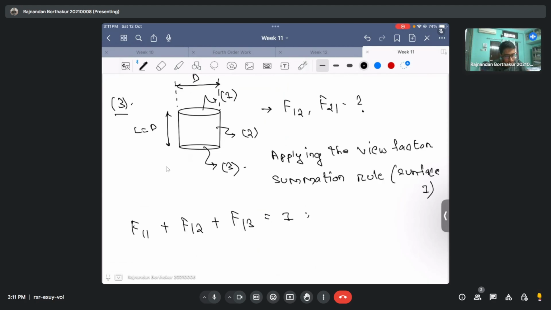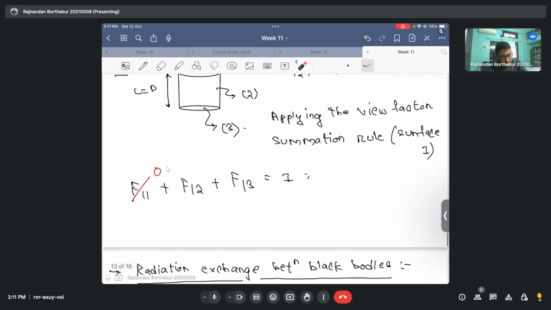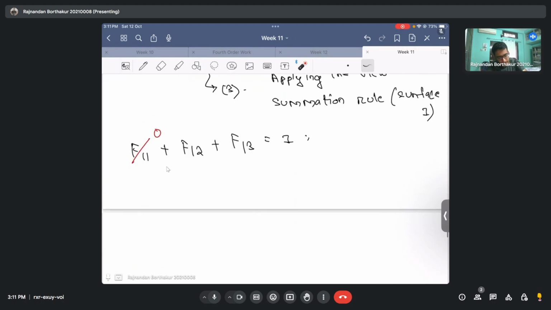Out of which, from the physical nature of the problem, it is pretty evident that radiation leaving surface 1 cannot just go back and hit surface 1 again, meaning that F11 has to be equal to 0. This is obvious because surface 1 is a flat surface, which means radiation leaving surface 1 cannot fall back into surface 1. Okay, so F11 is 0, which means F12 plus F13 is equal to 1.